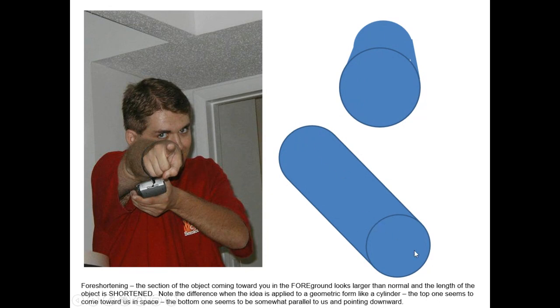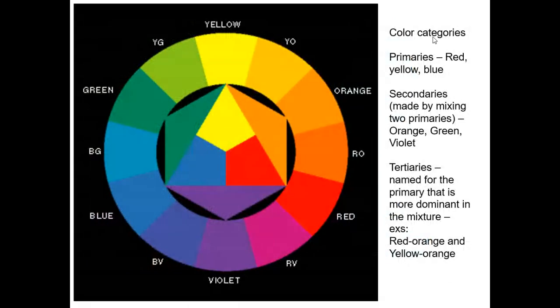A downward angle like this that doesn't shrink the length of the object makes it feel like it's more parallel to us. But here, where the foreground is larger, the background circular end of the cylinder is smaller, and the length overall is much shorter, is a much more convincing illusion that that cylinder, rather, is coming straight out of the screen toward us.